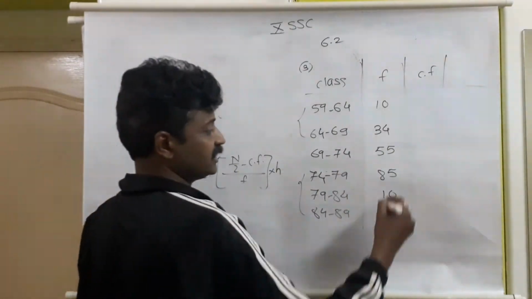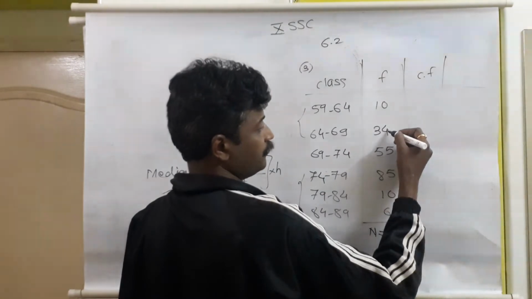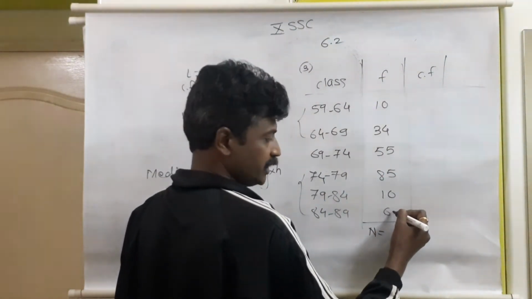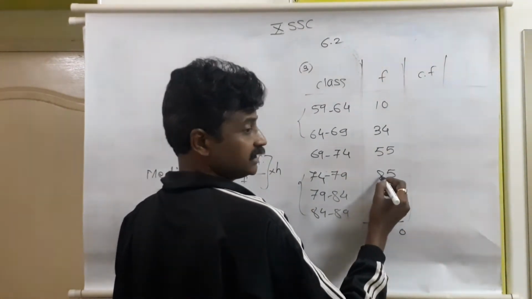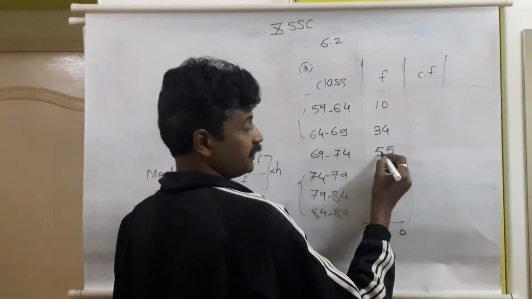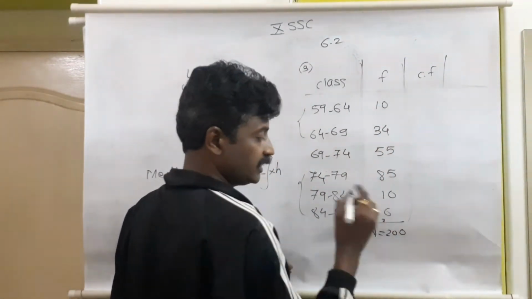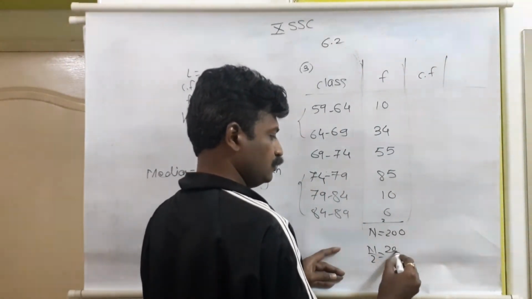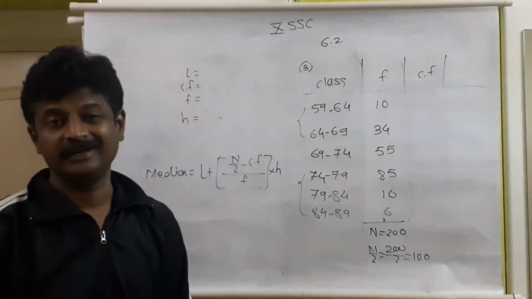Now, how many vehicles are studied? That is the value of capital N. So at the unit place, 4, 5 plus 5 is 10, plus 4 is 14, 14 plus 6 is 20. So 0 carry 2, 2 plus 1 is 3, 8 plus 3 is 11, 11 plus 5 is 16, 16 plus 4 is 20. 200 vehicles are studied. We will use N by 2, the value 200 upon 2, N by 2 is 100.